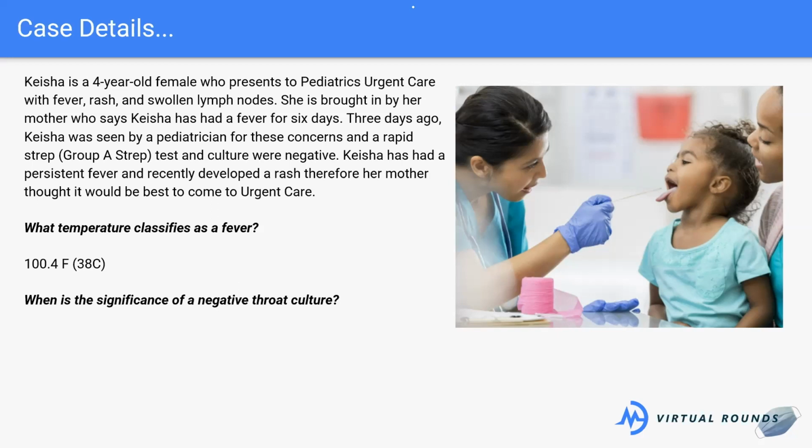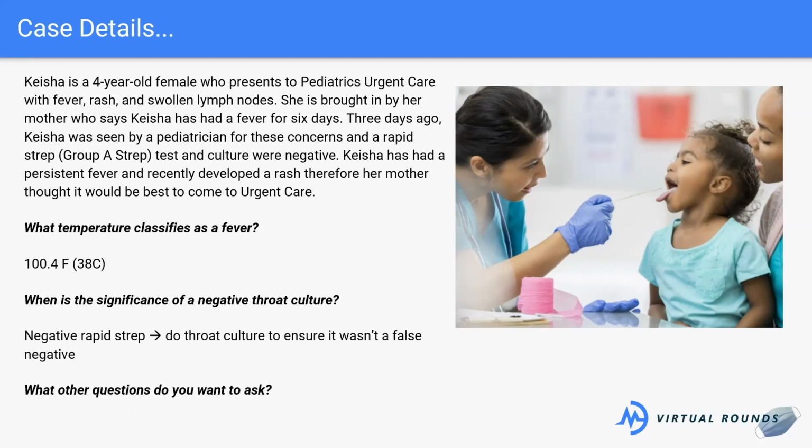Now, if your rapid test is positive, then you don't need to follow that up with a culture because you'll just treat the patient. But in this case, the test was negative, so they went ahead and did the culture, and then the culture came back negative too. So this child, Keisha, does not have strep throat. Both of those together are good for ruling out strep throat.